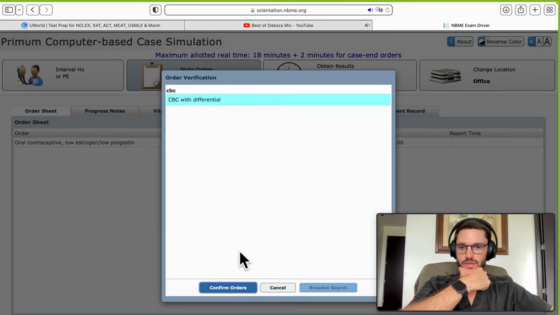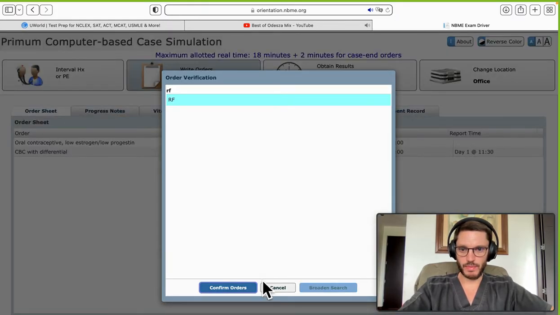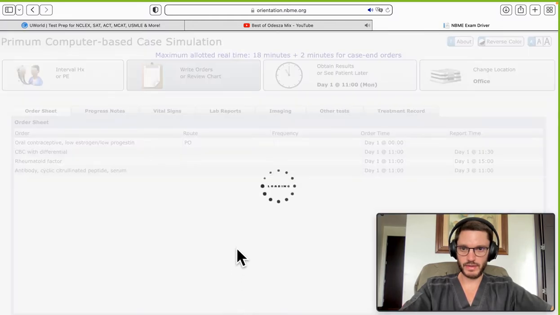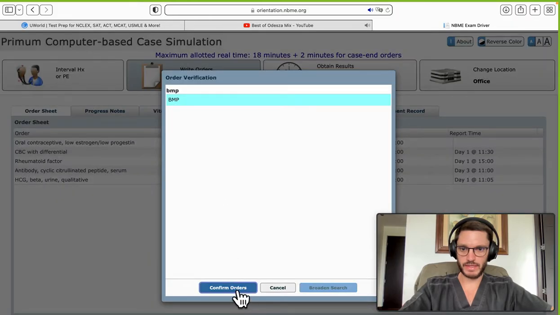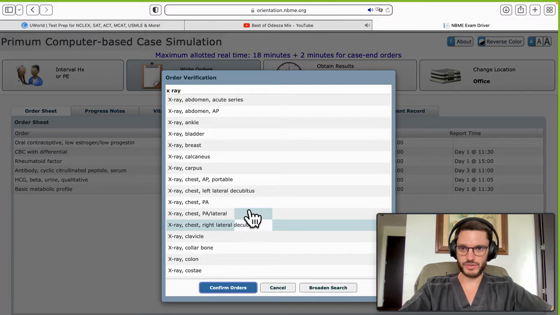Now we have CBC with differential. Confirm. I want it once. Rheumatoid factor. CCP. Beta serum quantitative. No, I want it in the urine, qualitative. Yeah. And BMP, basic metabolic panel. That's it. Okay, X-ray.